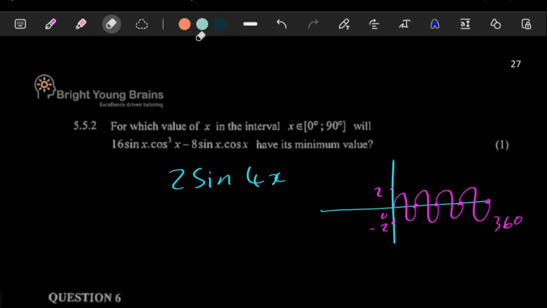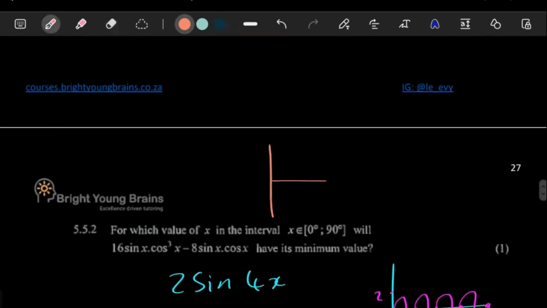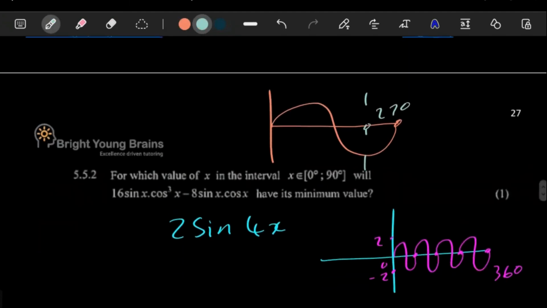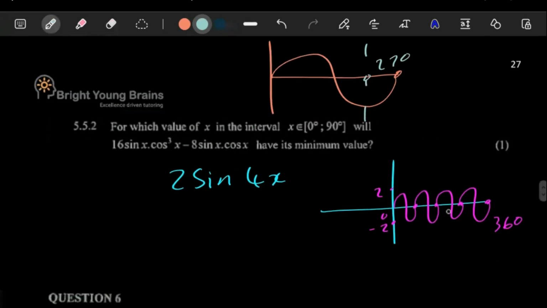But then the thing is, remember a standard sine graph would have had its lowest point at 270. Because this entire graph was shrunk, you see, in a space of 360, you now have 4 graphs. So instead of having your minimum at 270, you're going to have it at 270 divided by 4, which is going to give you 67.5.